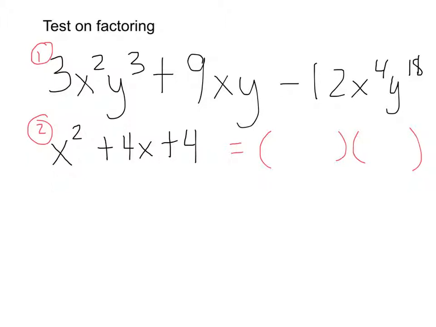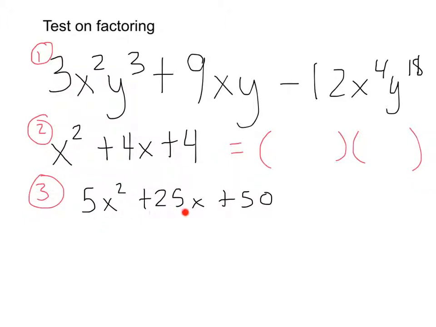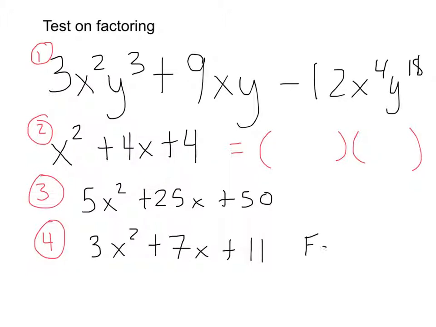And then you'll have problems like this, where you have 5x squared plus 25x plus 50, say. But what do you notice factors out of all three of these? 5, and then it's an easy factor after that, isn't it? Okay, and then you'll have problems like this one, where you've got, say, 3x squared plus 7x plus 11. And notice, is there anything that factors out of all three of these? No. And so in this case, you're going to have to factor by grouping.